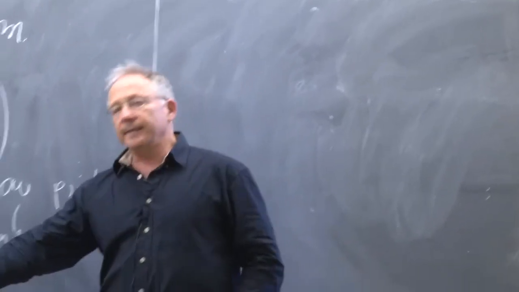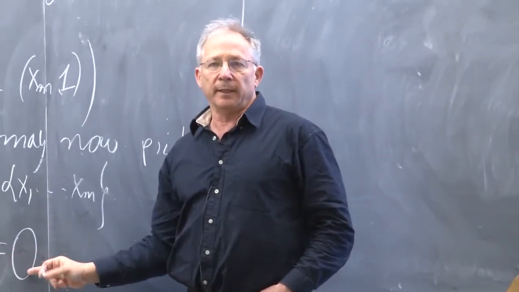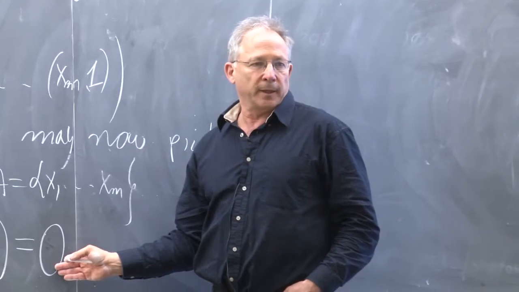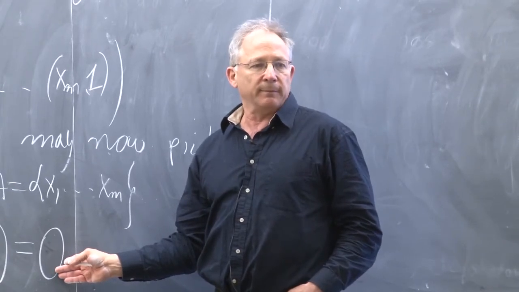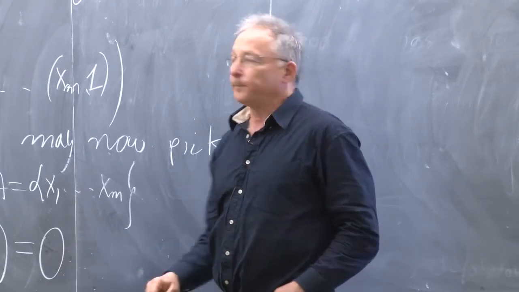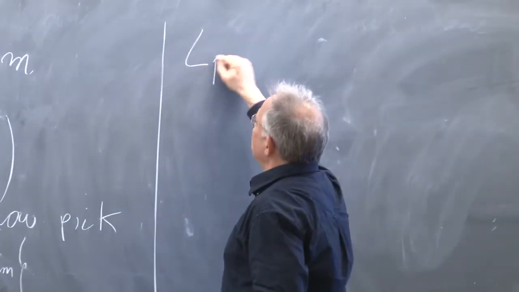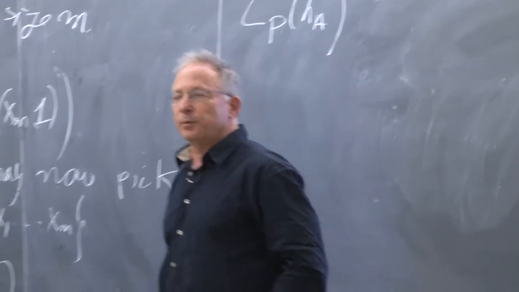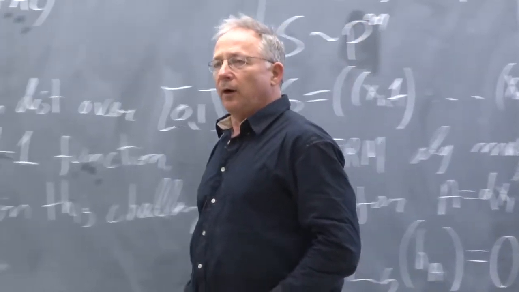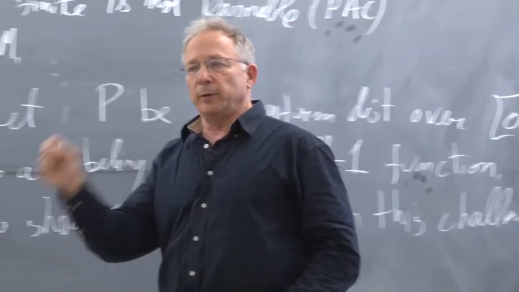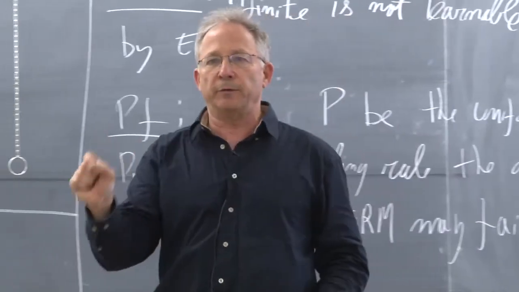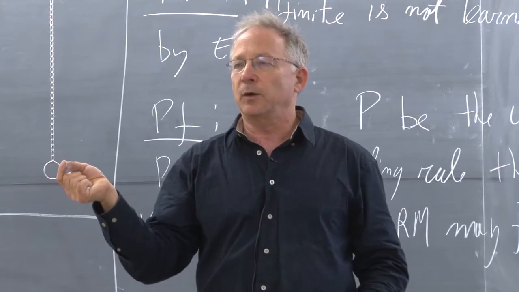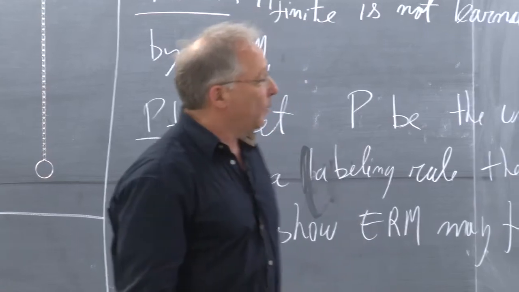So because it has 0 error on the sample, it's a legitimate choice for ERM. ERM can pick it because it minimizes the error over the sample. But now, what is LP of HA? What is the probability that it will be correct on a random point which is picked uniformly over the unit interval? Yes? Well, it's 1, so 0%. 1. Why is it 1?